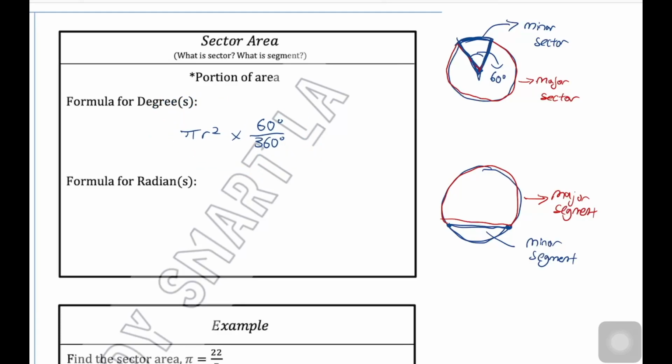And the formula for radian is very similar, just that instead of the proportion in degree, you put it in terms of radian. So pi r square times the particular radian. So let's say instead of it being 60 degrees, it's actually 1.2 radian over here. What we'll do is put 1.2 over 2 pi, where 2 pi is the whole angle for the circle. So for a circle, based on your angles at a point, in degree it will be 360, in radian it will be 2 pi.